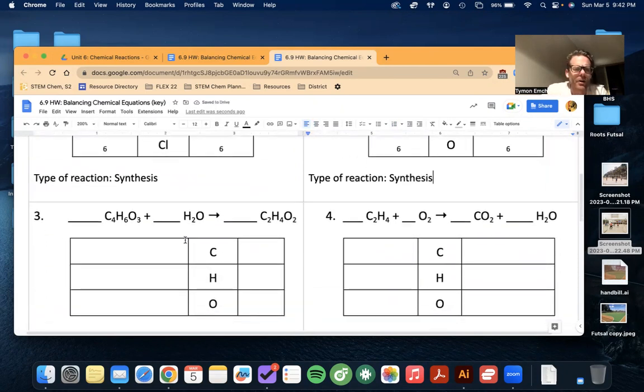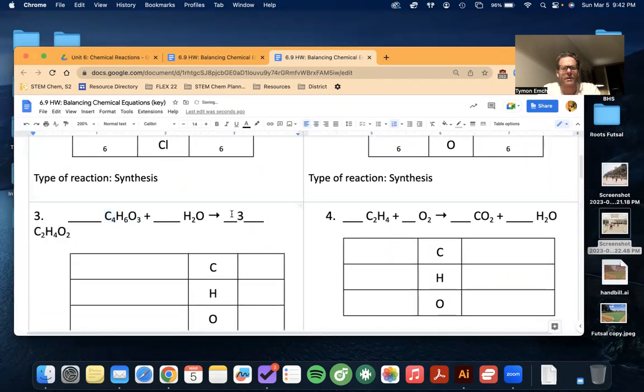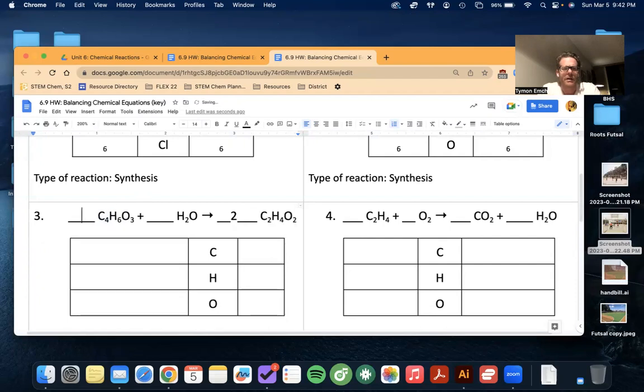All right, over here we have a hydrocarbon. I like to start with carbons. When I have a hydrocarbon chain like this, it usually helps if I start with carbons. If I have 4 carbons on this side and only 2 on this side, I'm going to put a 2 here. That gives me 4 carbons, and 4 on this side, perfect.